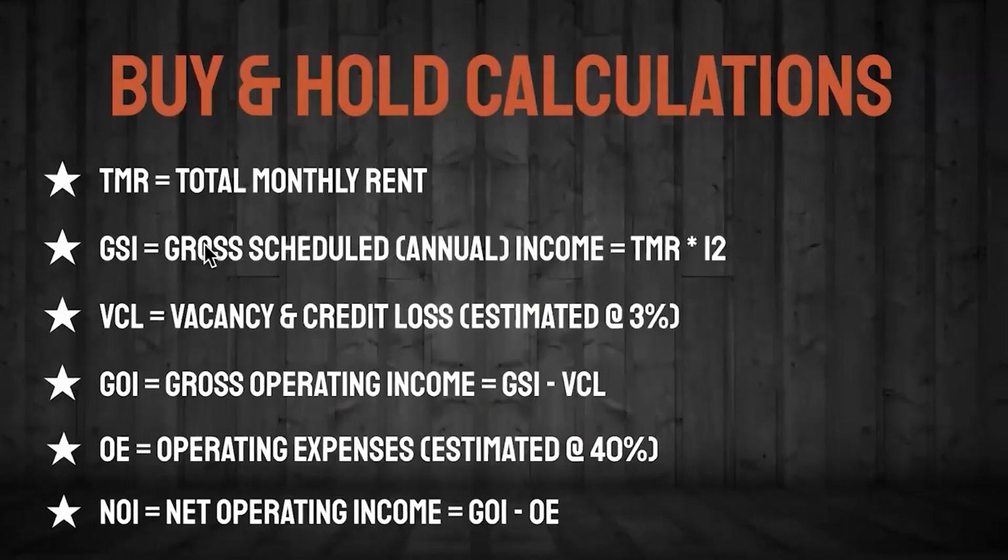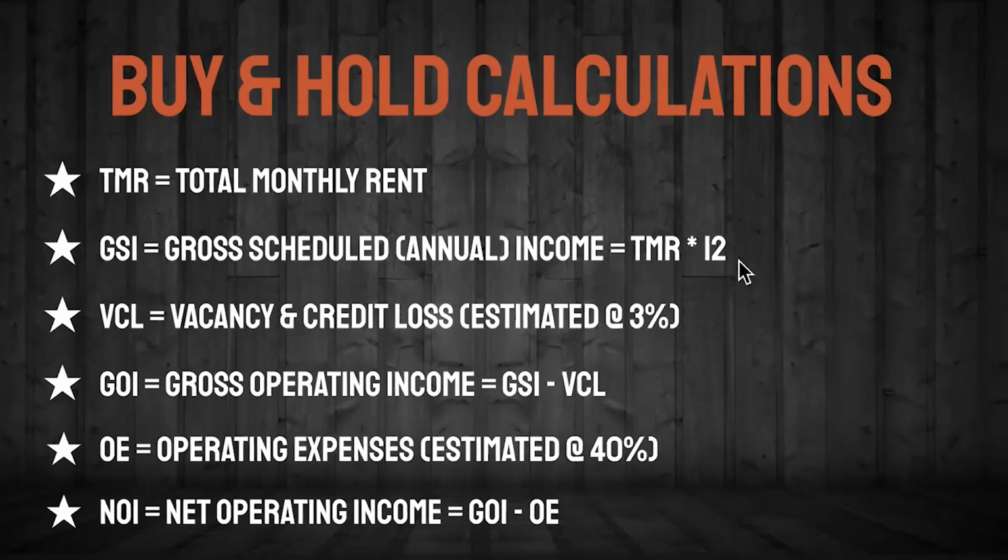The next number is what's referred to as VCL, or vacancy and credit loss. This is how much of that that's supposed to come in is going to get lost to vacancy. That number traditionally was 5%, but in this new market, the current vacancy rates are insanely low right now in San Diego. So that is typically estimated at 3%.